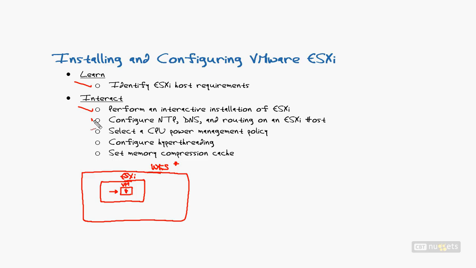We'll configure some of the initial settings like NTP, DNS, your classic networking settings, your routing on that host. And then we'll do just a couple of kind of oddball settings as well, just to give you a feel for where these exist inside of the vSphere client. One will be just taking a look at CPU power management policies. Another will be the configuration of hyperthreading and the memory compression cache.